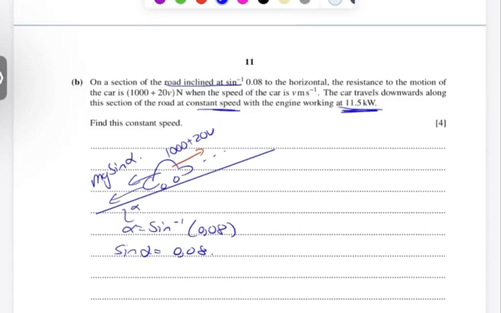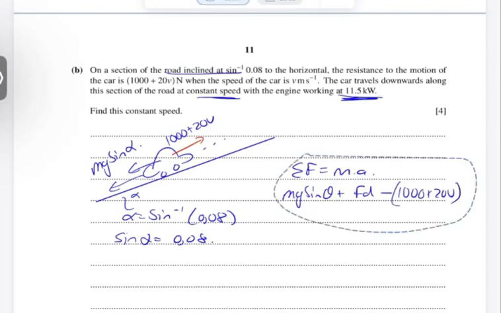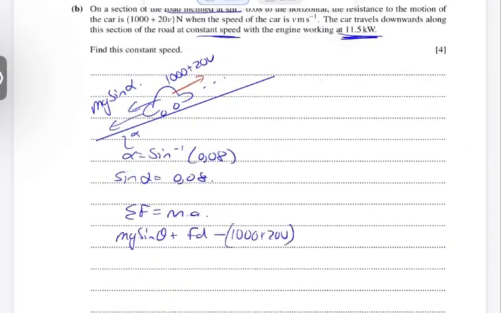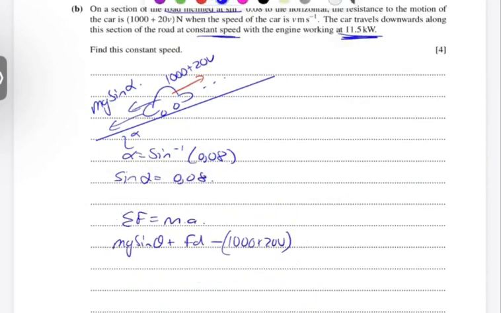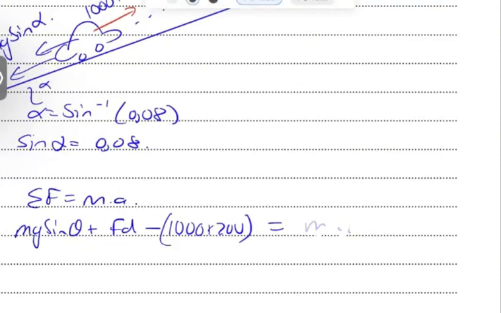So the sum of my forces is mass times acceleration. This car is going down, mg sine theta, plus my driving force, minus my resistance. Put in a bracket here, otherwise you're going to end up not minusing all the terms. Minus my resistance force is equal to my mass times my acceleration. And it's going at a constant speed, so actually this is equal to 0.